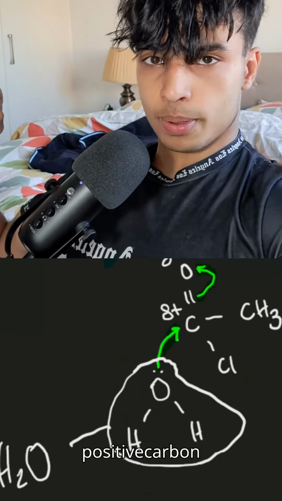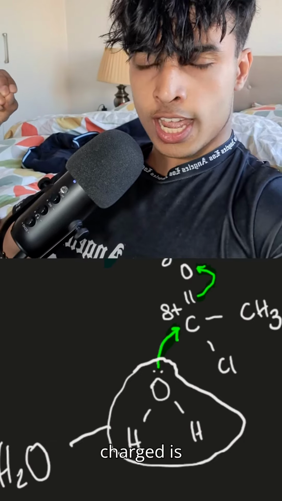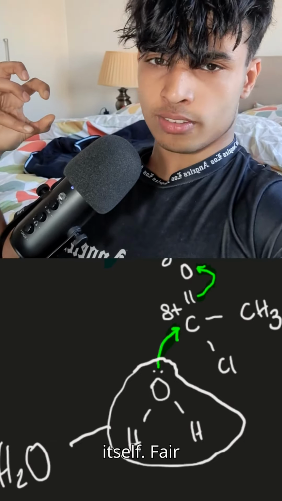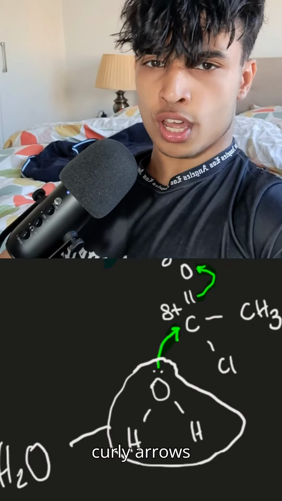So the lone pair on the oxygen in the water is attracted to the delta positive carbon connected to the double bonded oxygen. The reason the carbon is delta positively charged is because the oxygen is extremely electronegative and it attracts electron density towards itself. This causes the double bond to the oxygen to break. 2 curly arrows so far.